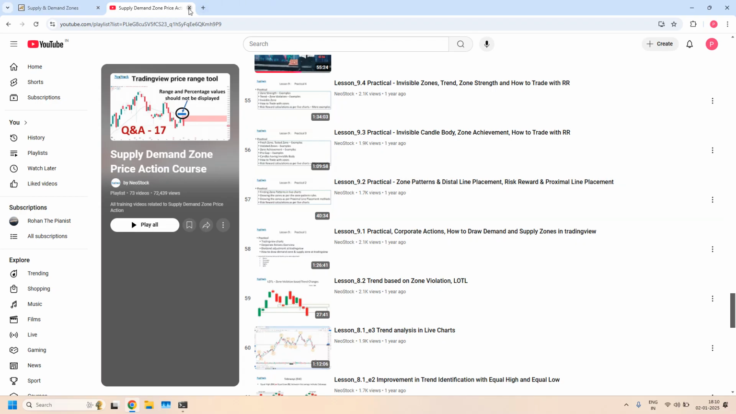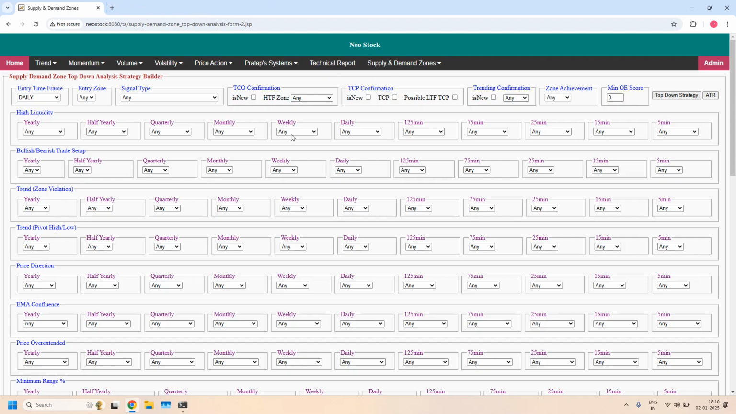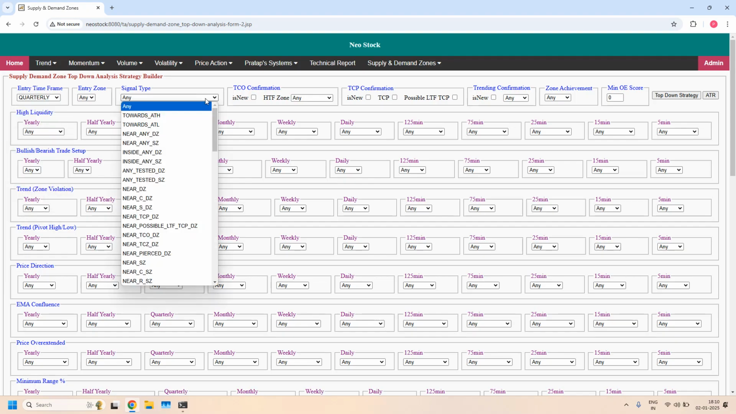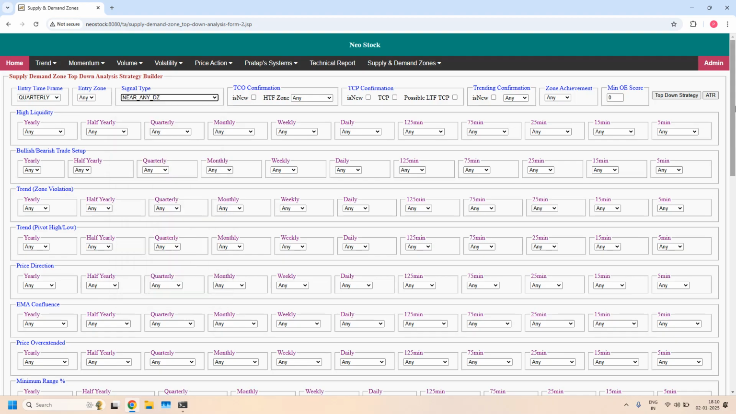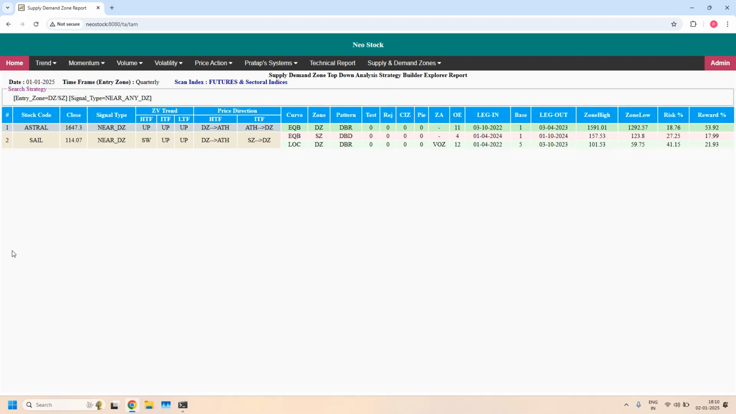Now let's get into the report generation. First I am starting with finding the stocks near demand and supply zones for different time frames, starting with quarterly time frame. Stocks near quarterly demand zone. We got only 2 stocks.